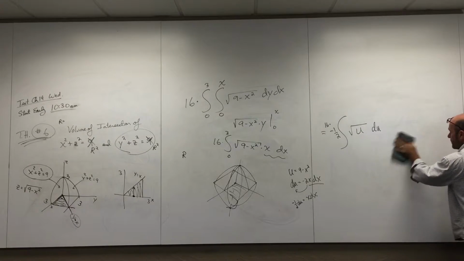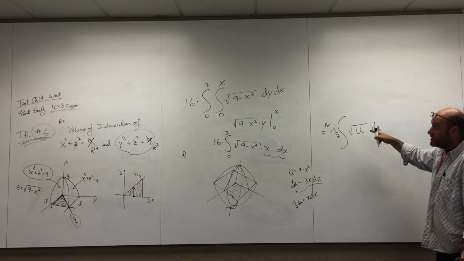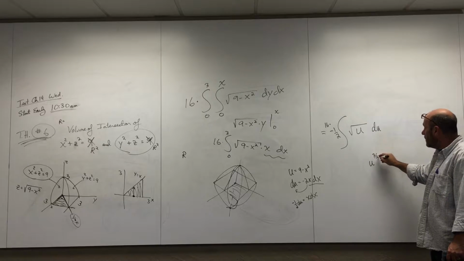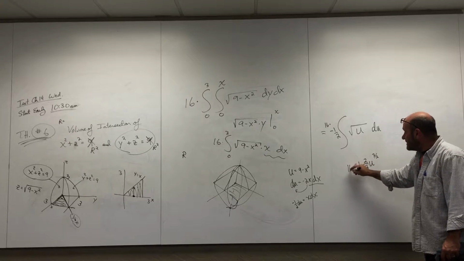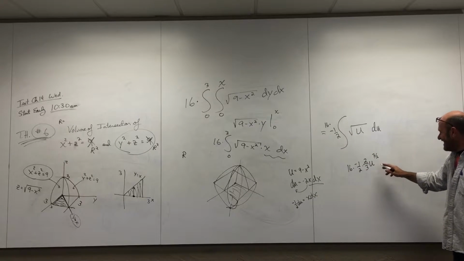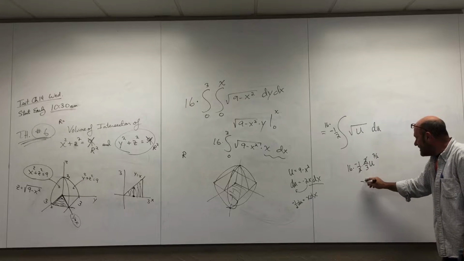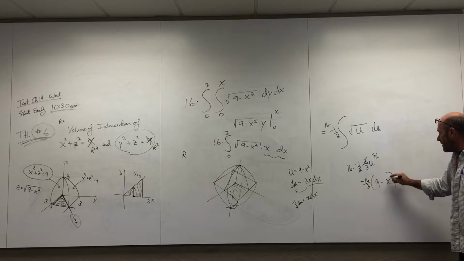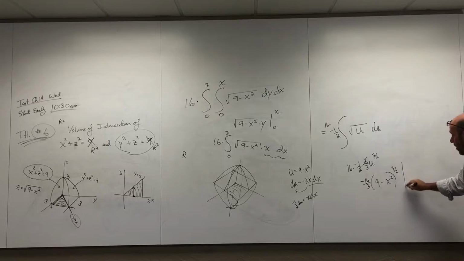You guys okay? You followed me through there? And now we integrate. U to the 1/2 is what that is. So when you integrate, it's u to the 3/2 times 2/3 times a negative 1/2 times a 16, right? So those 2's cancel. I'm getting a negative 16/3, and this is 9 minus x squared. Is that what it was? Yep. To the 3/2 from 0 to 3.